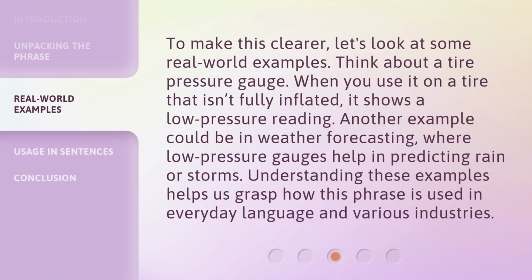To make this clearer, let's look at some real-world examples. Think about a tire pressure gauge. When you use it on a tire that isn't fully inflated, it shows a low pressure reading. Another example could be in weather forecasting, where low pressure gauges help in predicting rain or storms. Understanding these examples helps us grasp how this phrase is used in everyday language and various industries.